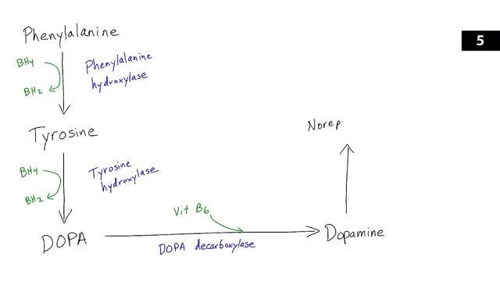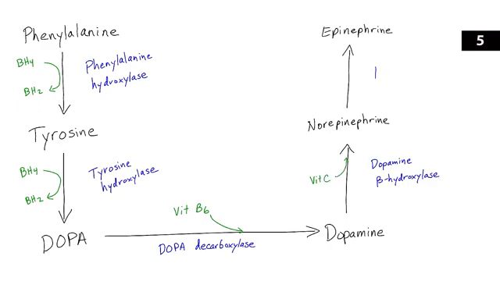Then you convert dopamine to norepinephrine using the enzyme dopamine beta hydroxylase and vitamin C as a cofactor. And finally, you convert norepinephrine to epinephrine using the enzyme PNMT, and this is the step that's stimulated by cortisol. So those are the main steps of catecholamine synthesis.